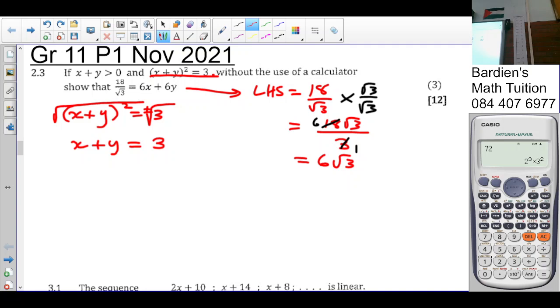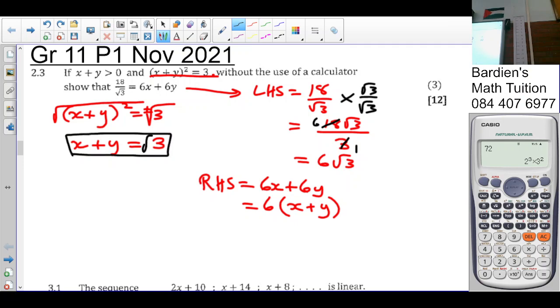Not so. So now you go to the right hand side, which is equal to 6x plus 6y. So we take out 6 as a common factor. I'm left with x plus y. You say, okay, hang on. x plus y is equal to what? The root of 3. Not so? Yeah, I've applied the root of 3. So that's then going to be 6 times root 3, which is also equal to the left hand side. And there we just showed it. Can you see that? We now just showed that 18 over root 3 is equal to 6x plus 6y.